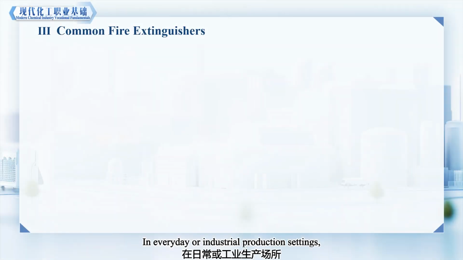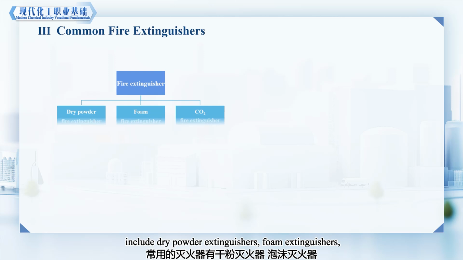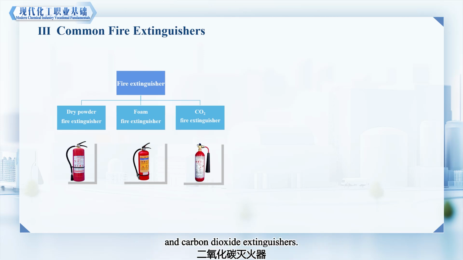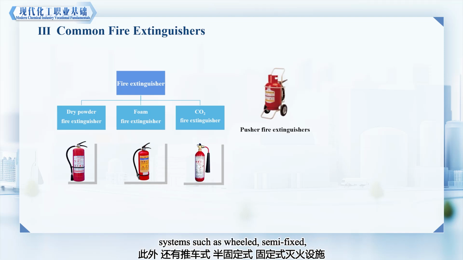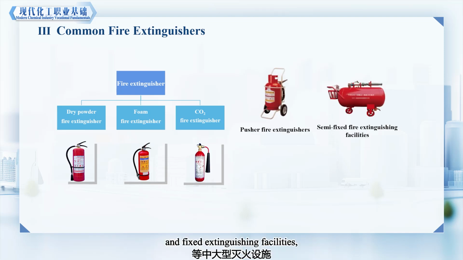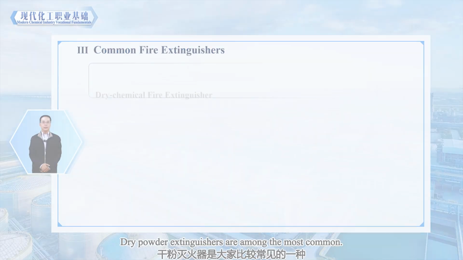In everyday or industrial production settings, the commonly used fire extinguishers include dry powder extinguishers, foam extinguishers, and carbon dioxide extinguishers. Additionally, there are medium to large firefighting systems such as wheeled, semi-fixed, and fixed extinguishing facilities, which are used in situations with larger fire outbreaks.